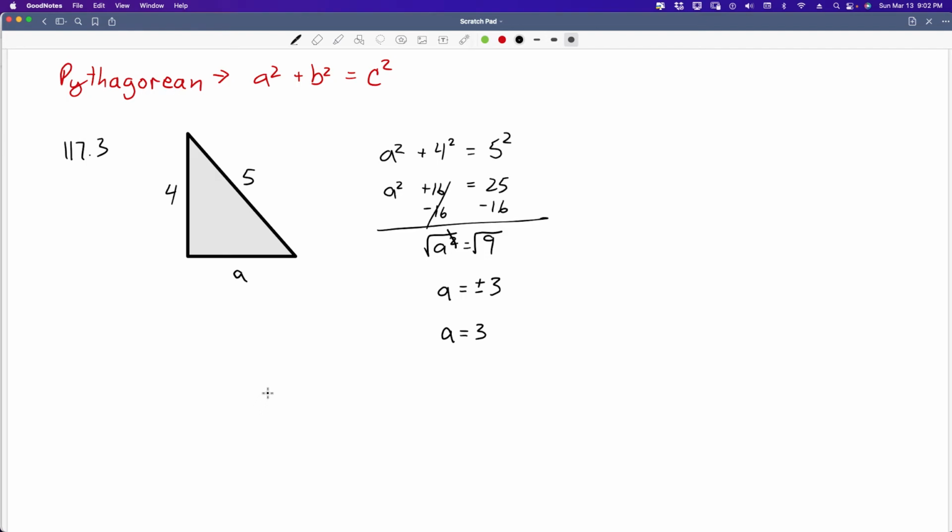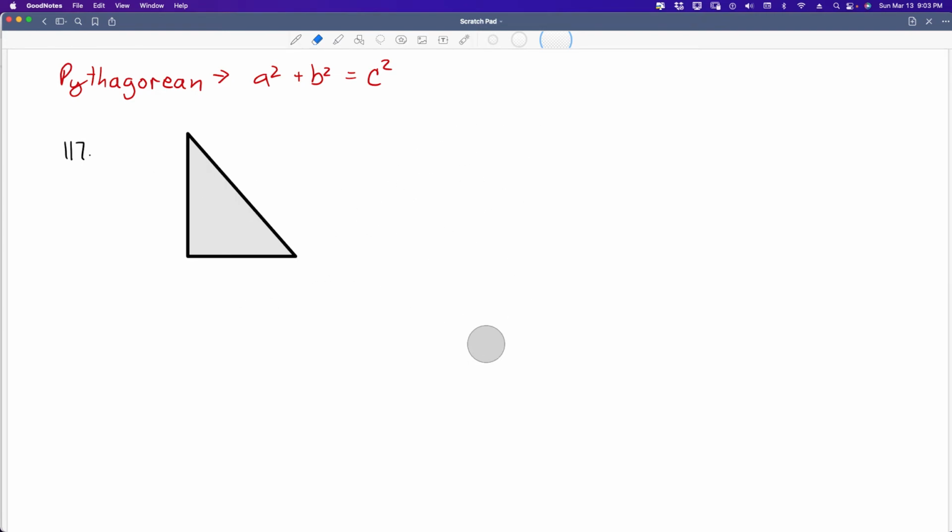All right, so let's do 107.4. And I'm just going to erase this one and use the same triangle so I don't have to draw it again. So 107.4. Here we have a right triangle, and we have a leg of 5 and a leg of 4. And P is our hypotenuse. We don't know what that is. So let's apply the Pythagorean theorem.